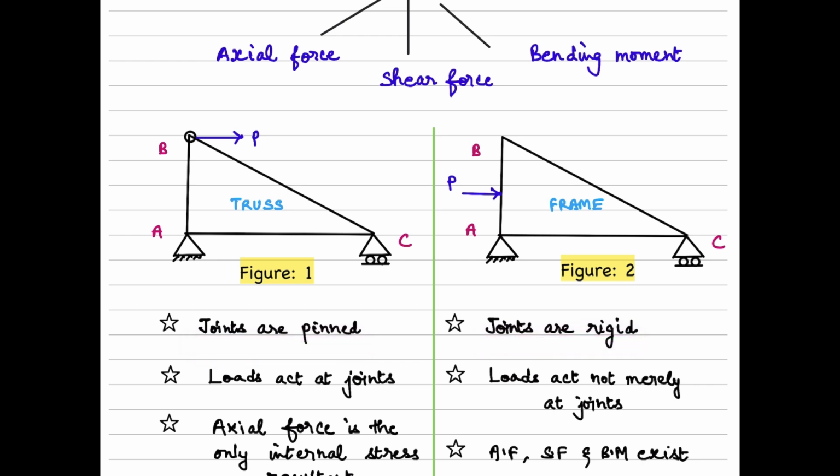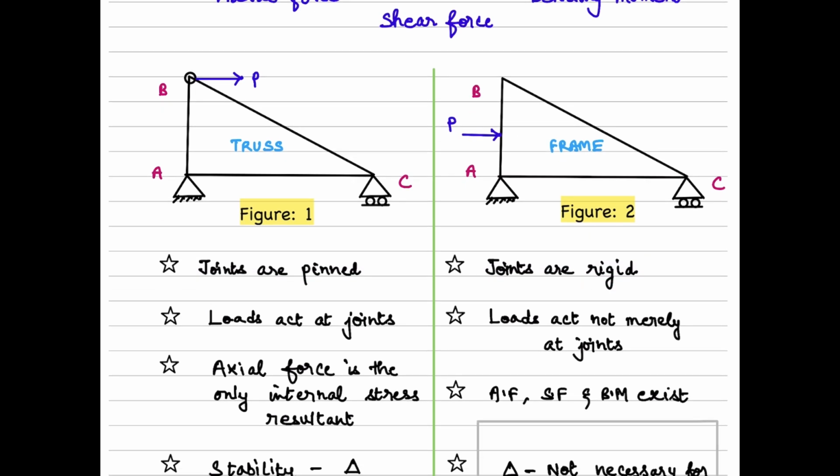The second difference is that in a truss, the loads are only allowed to be applied at the joints, such as what we see here. We have a force P being applied at this particular joint B. But this is not the case when it comes to a frame. It's not necessary that the loads are applied only at the joints. The loads can be transversely applied anywhere else. For instance, we have a load transversely applied to this particular member connecting joints A and B. That's the second difference: loads act not merely at joints.